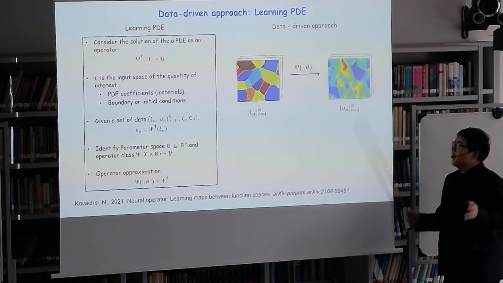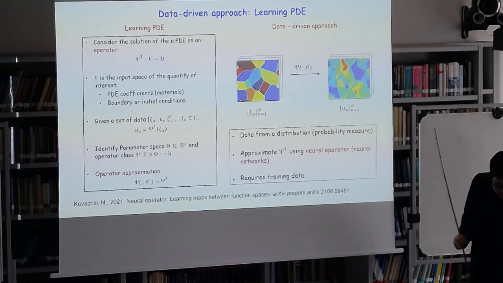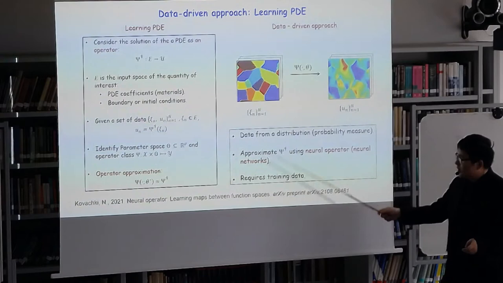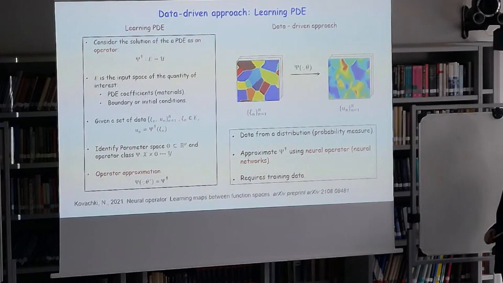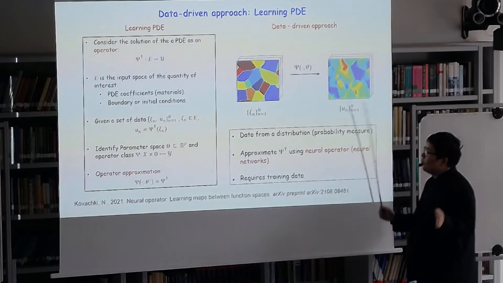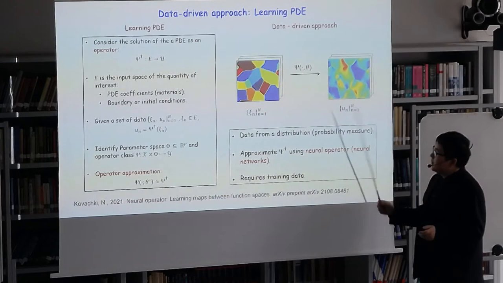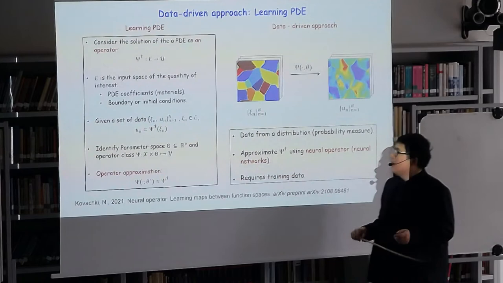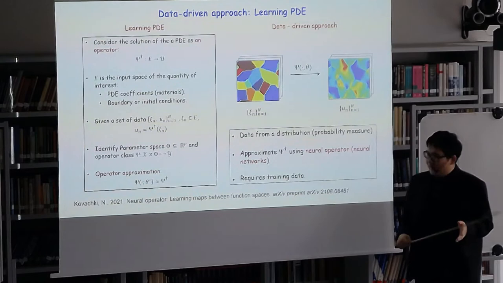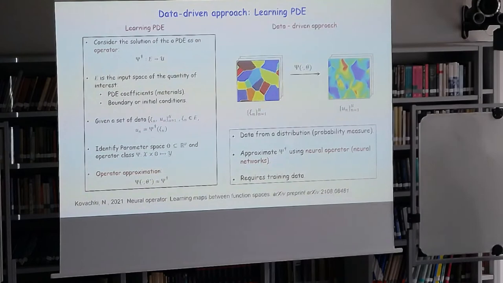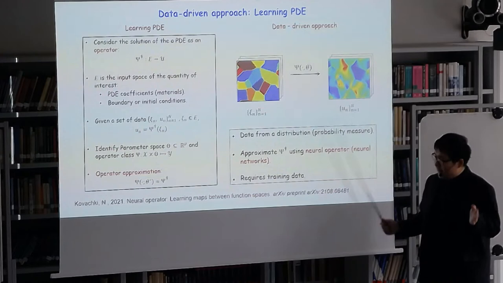And of course, we want to do this parameterization, this approximation, using neural networks. The benefit of doing it this way is, I only need to train my neural network to approximate this psi dagger. And once I train my neural network, suppose I now want to change my PDE coefficients or boundary conditions, I can just do it. I can just run it through once. I don't need to solve it again because I've learned this operator. And we can show the error is bounded actually.